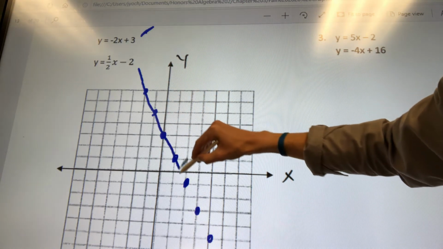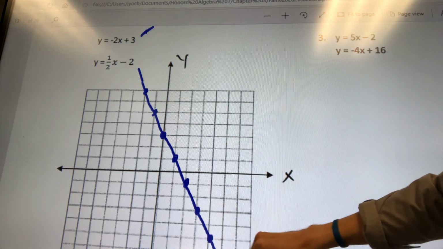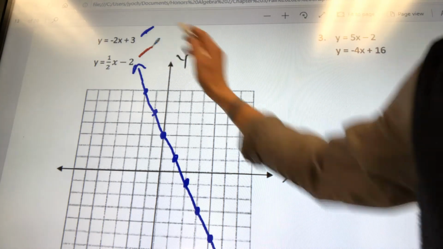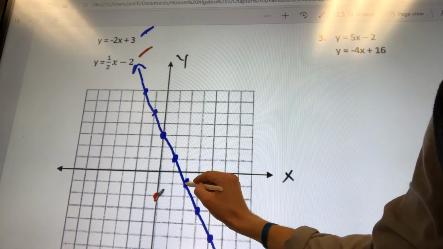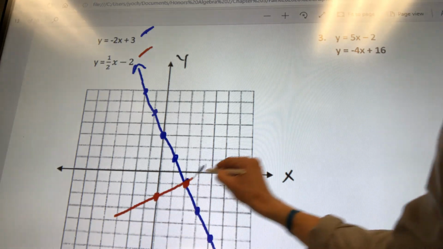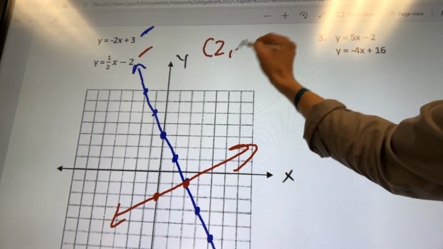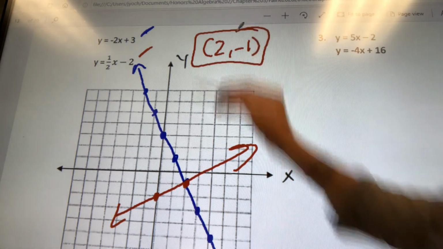Solid line. Red time. Negative 2 is your y-intercept. Up 1 over 2. Ding, ding, ding. They intersect right away, so stop that. 2 over, down 1. 2, negative 1. Okay.